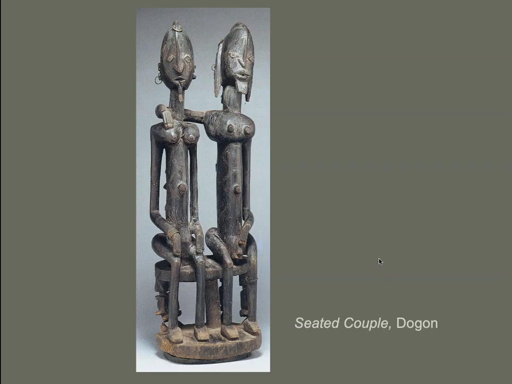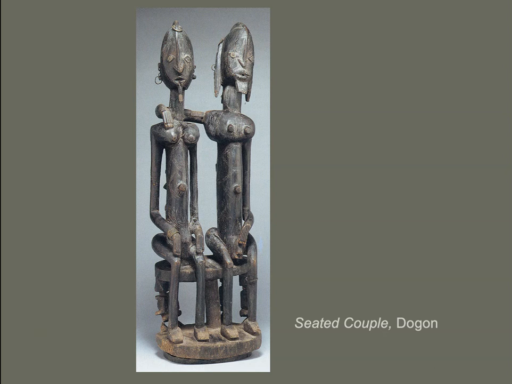This is a seated couple from the Dogon culture. You'll notice that they're seated on a stool, and there are four smaller figures underneath. These smaller figures are ancestors and are really shown to be supporting the couple up above. There is a symbolic link as the man wraps his arm around the woman and touches her breast. His other arm is indicating his genitals, which is a symbol of procreation.